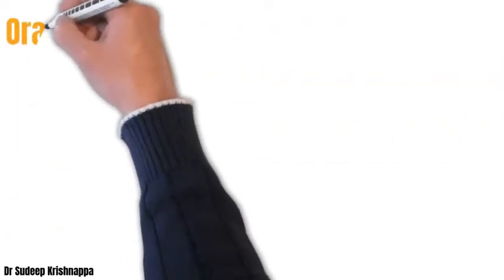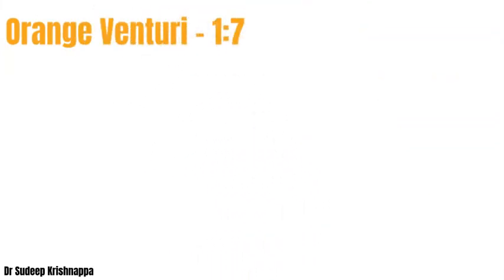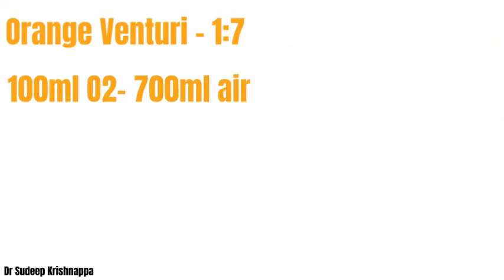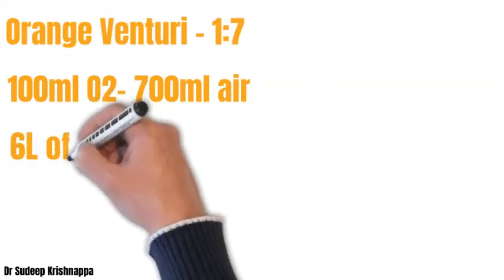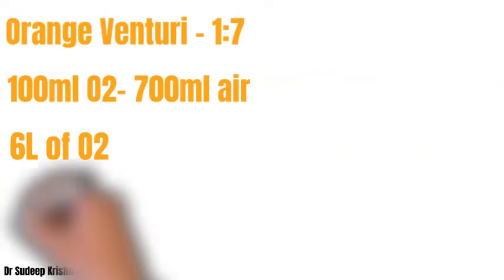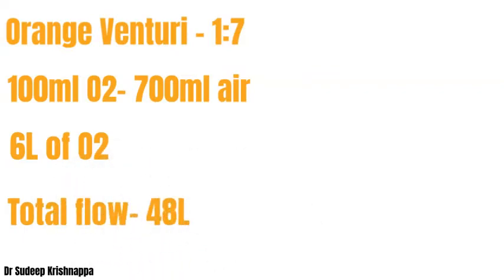The orange venturi has an entrainment ratio of 1:7. So for each 100 ml of oxygen flowing through the device, about 700 ml of room air would be entrained, generating a total volume of around 800 ml. With the recommended flow rate of oxygen being 6 liters, another 42 liters of room air would be entrained, thereby generating a total flow of 48 liters. How does this translate to an FiO2 of 31?